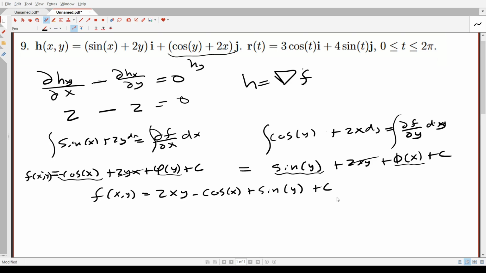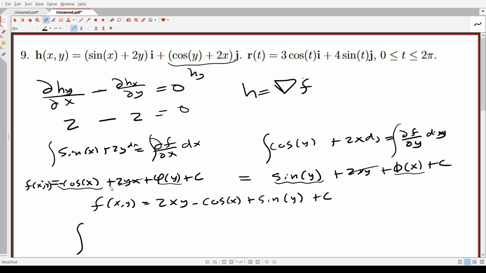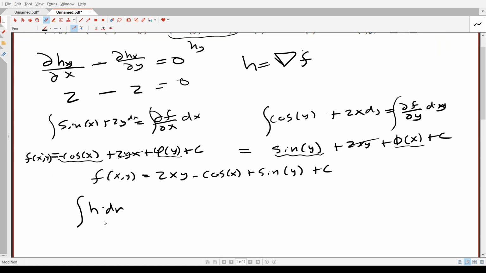Now it asks me to evaluate this integral around here. Actually, let me just do this. If I want to integrate h dot dr from 0 to 2 pi, that's the same as integrating from 0 to 2 pi the gradient of f dot dr. And the fundamental theorem of line integrals tells us this is just f of 2 pi minus f of 0.